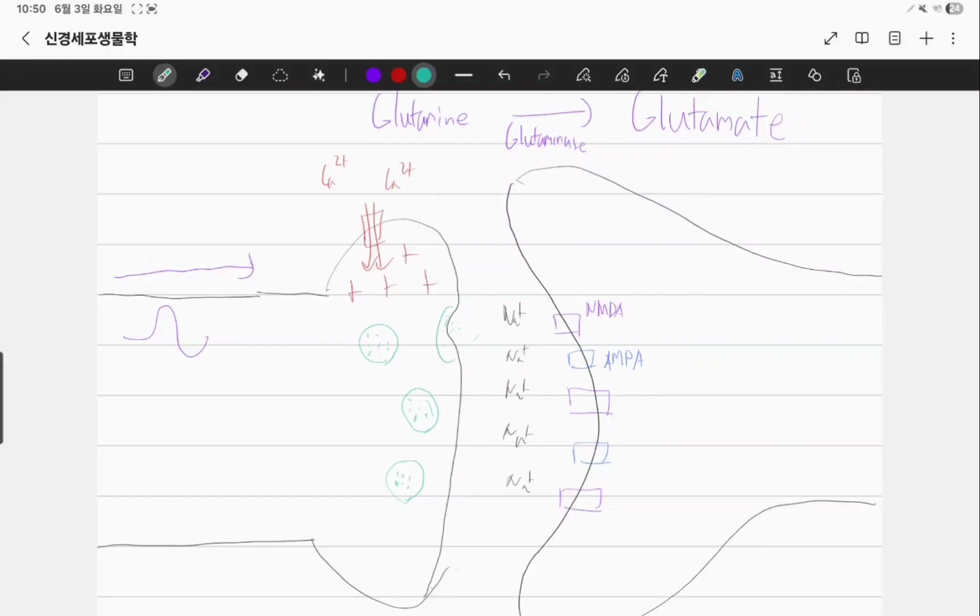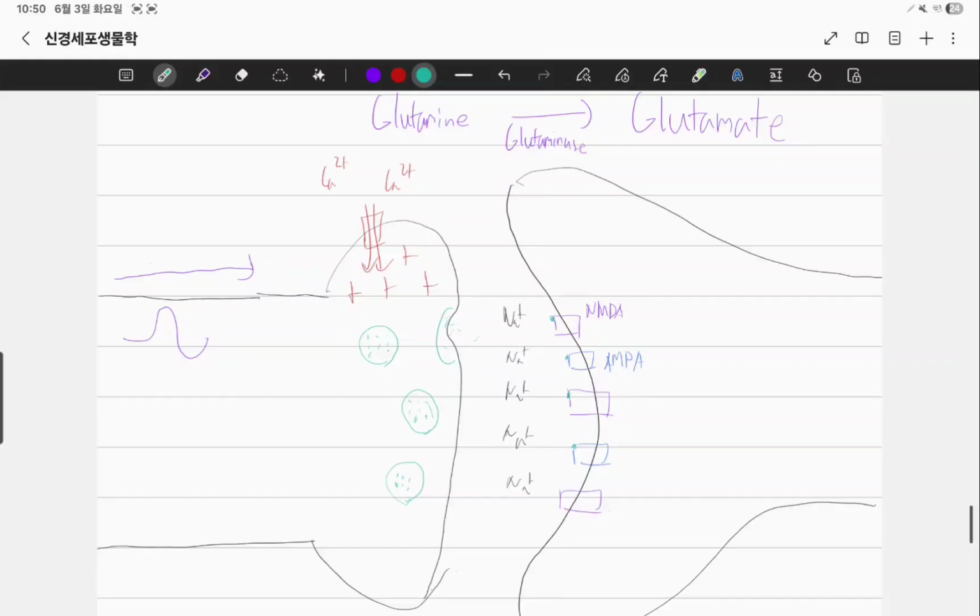Then the released glutamate binds to the receptors on the postsynaptic neuron like this, and there are 2 types of receptors called NMDA and AMPA. Now, when glutamate binds to the receptors, sodium ions rush inside the neuron, making a new action potential on the postsynaptic neuron.